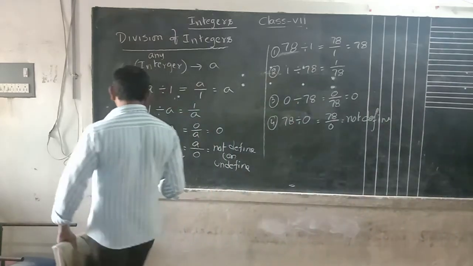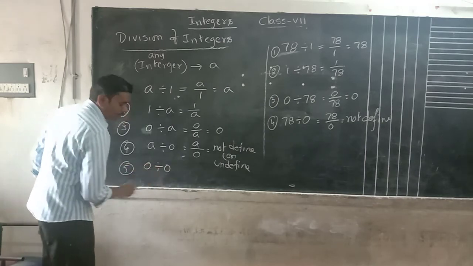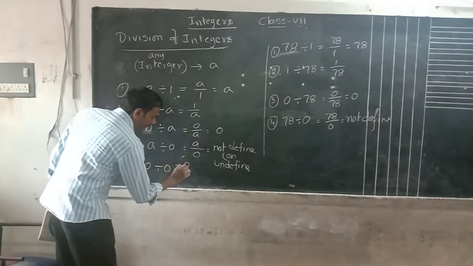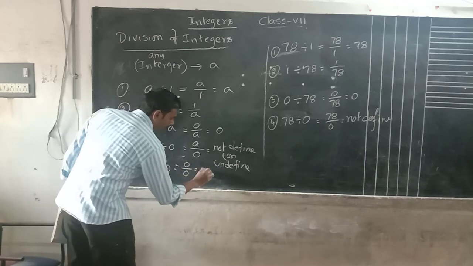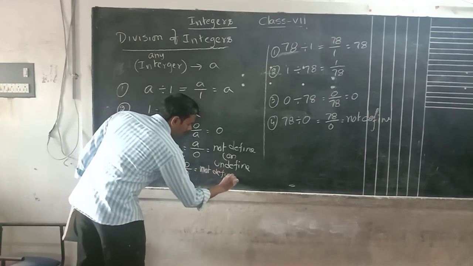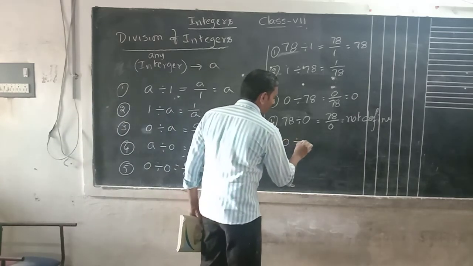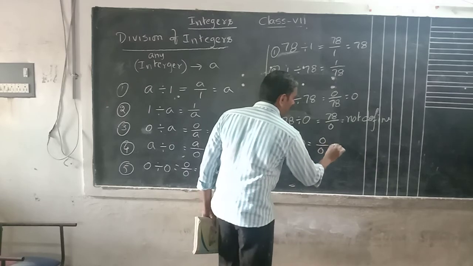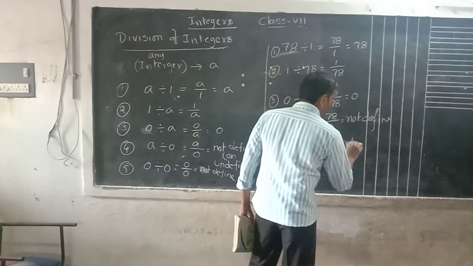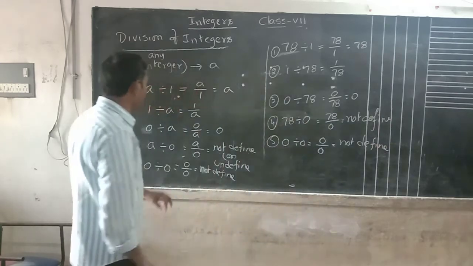One more is there. Fifth property. What is the fifth property? 0 divided by 0, also not defined. 0 by 0 is also not defined. That means 0 by 0 means not defined. These are the divisions related to the integers.